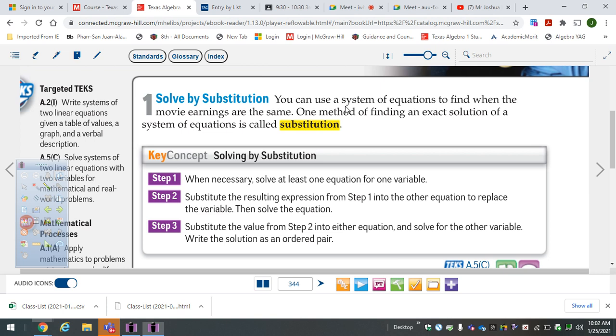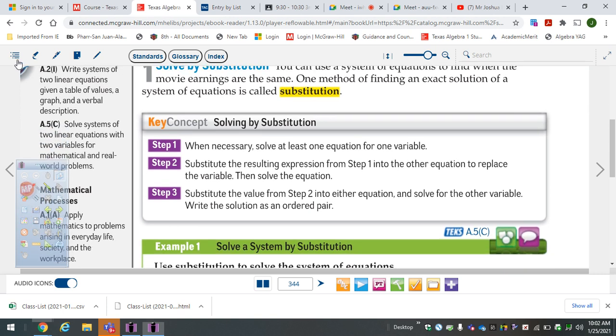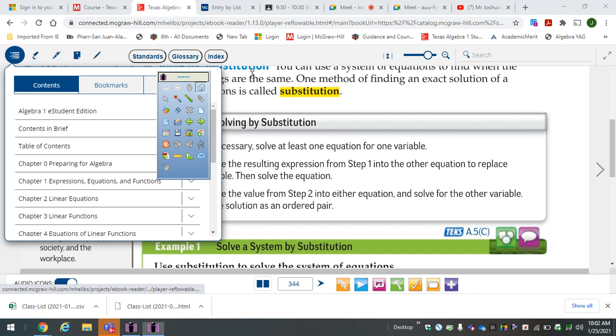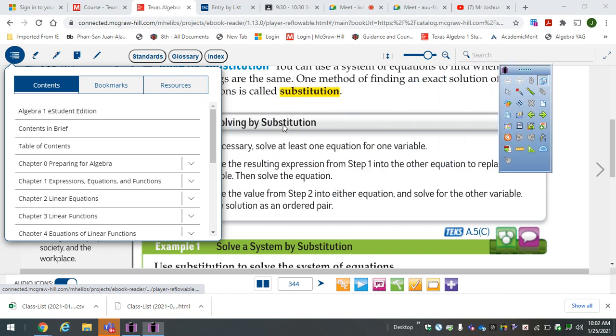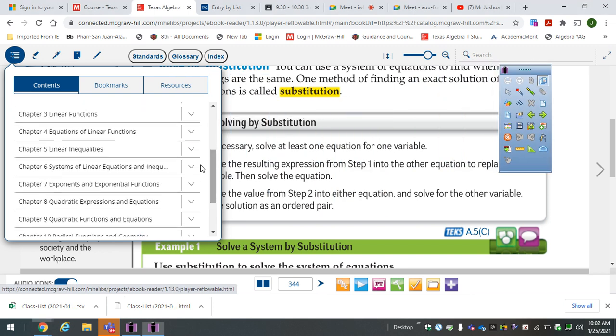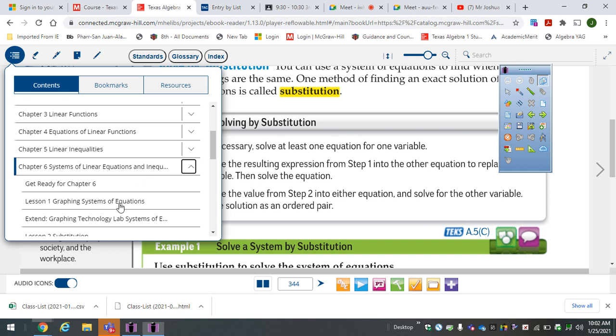So here you go. You can use a system of equations to find when the movie earnings are the same. One method of finding an exact solution of a system of equations is by substitution. So remember we did 6-1. Let me show you 6-1. Now we did 6-1, and we solved the system of equations by graphing.